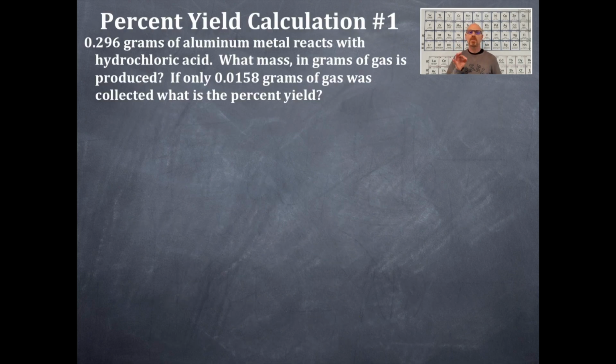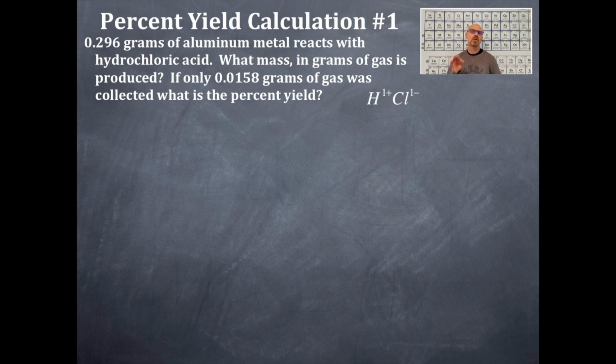So 0.296 grams of aluminum metal reacts with hydrochloric acid. What mass in grams of gas is produced? If only 0.0158 grams of gas was collected, what is the percent yield? So there's a lot in this problem, so make sure that this is a total stoichiometry problem and then a percent yield here at the end.